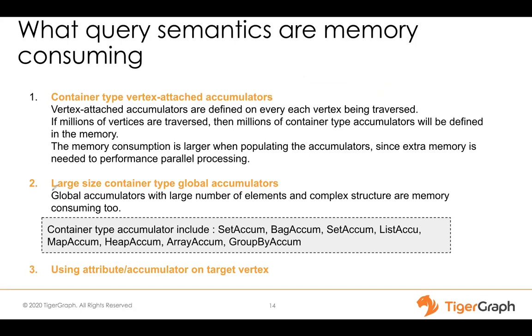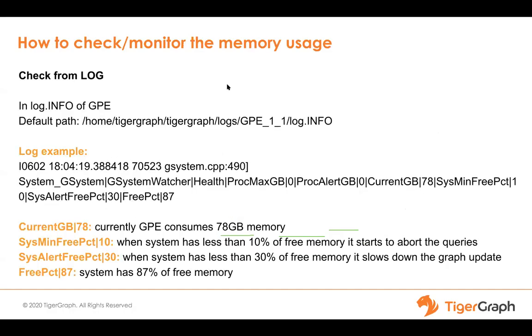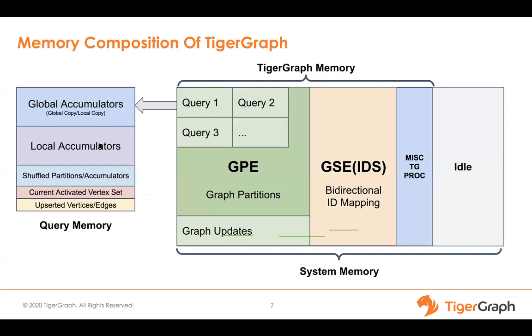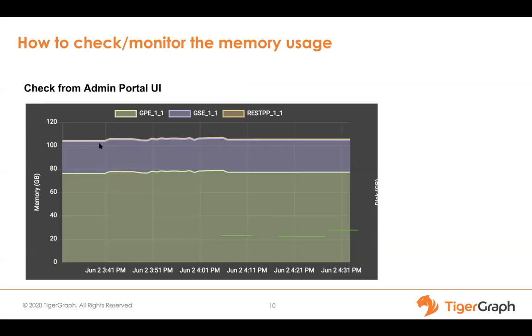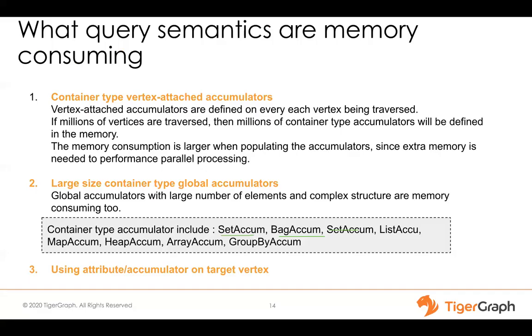So here, by container type accumulator, I have listed all of them down here. They can be set accum, bag accum, list accum, map accum, heap accum, array accum, and group by accum. All of these are container types, and the container type consumes more memory than the primitive types, especially when you define them on each vertex. It's very, very memory consuming. And I actually mentioned in previous slides that the major memory consumption from a query is accumulators. So we should really be careful when we design the algorithm and when we define the accumulators.